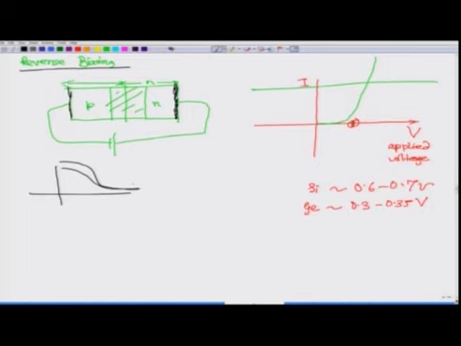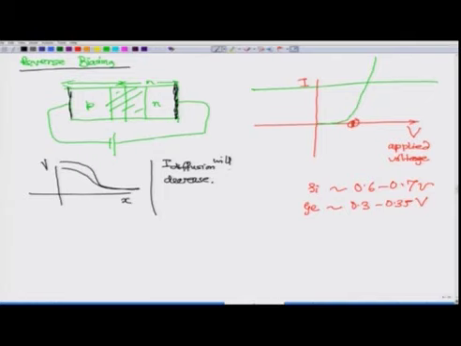If you increase the potential barrier, what will happen? This is V, let us say this is X. If you increase the potential barrier, then I diffusion will decrease. If decreasing the potential barrier increases diffusion current, then increasing the potential barrier will decrease it. So, this forward current, which already was very small, will decrease.